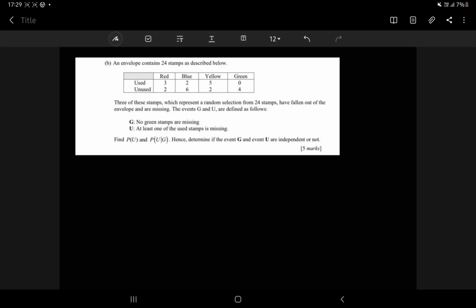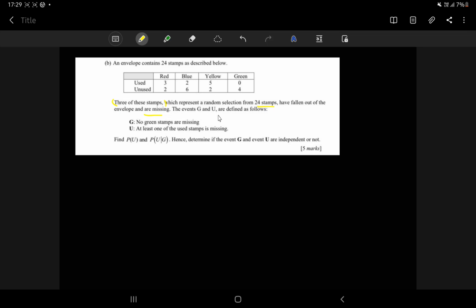This is the continuation of the previous question number 4. So this is question number 4b. Let's get started. An envelope contains 24 stamps as described below. So we have used and unused with 4 different colors: red, blue, yellow, green, and the numerical value also shown. 3 of these stamps, which represent a random selection of 24 stamps, have fallen out of the envelope and are missing.